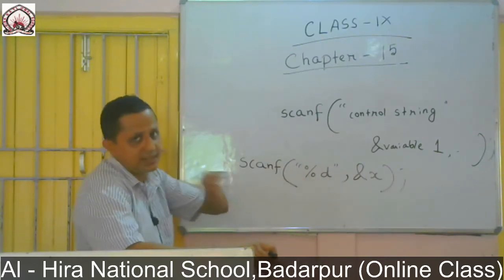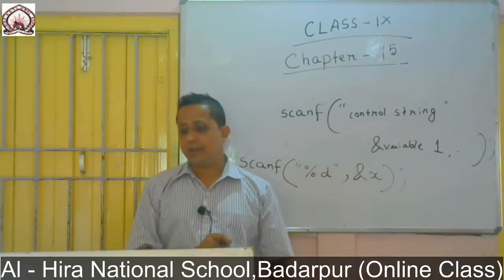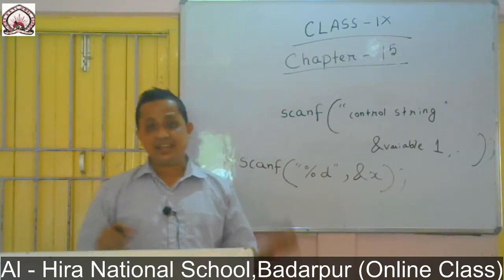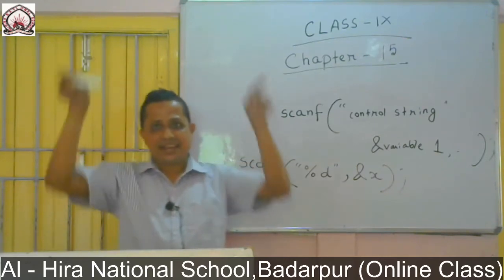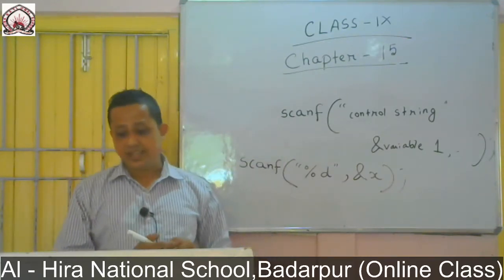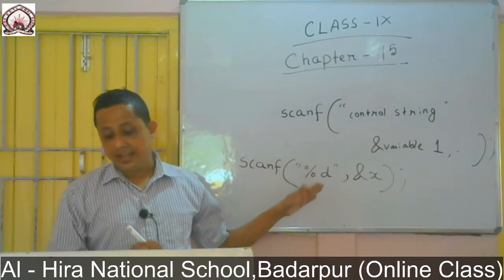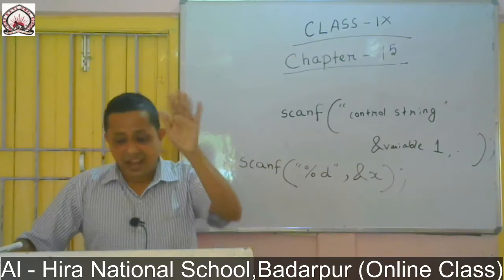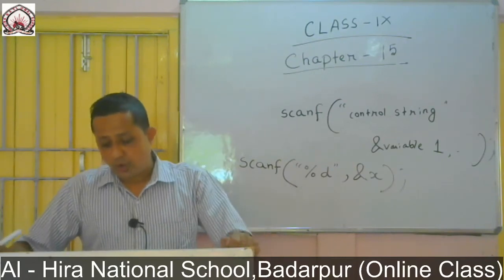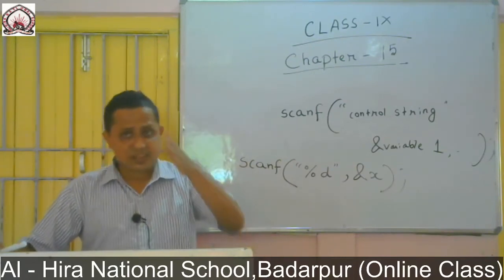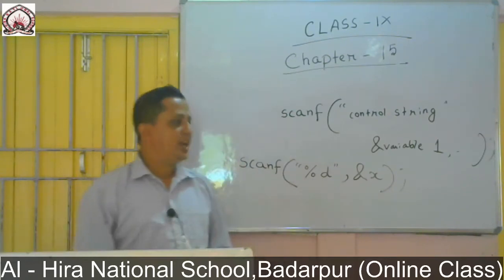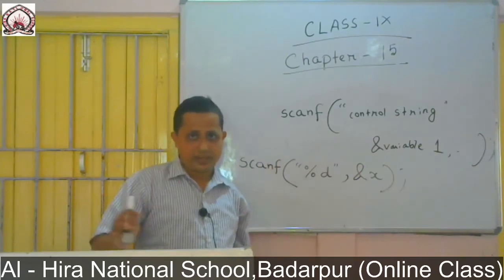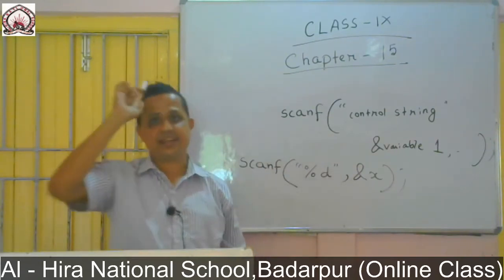So %d means integer. Now in your book on page number 287, in table 15.6, you will find a table: %d represents integer, %c represents character, %f and %e represent floating, %h represents short integer. Like this, one big chart is there. So just see it. Basically we use %d for integer, %f for floating and %c for character.